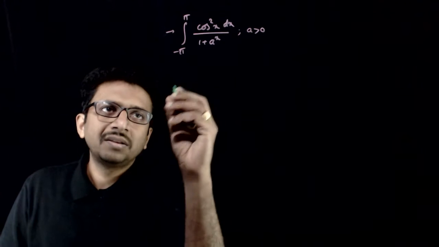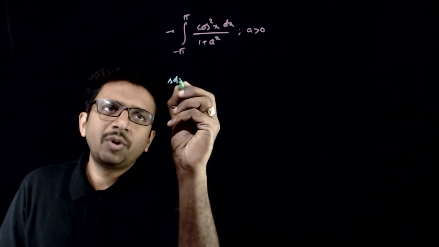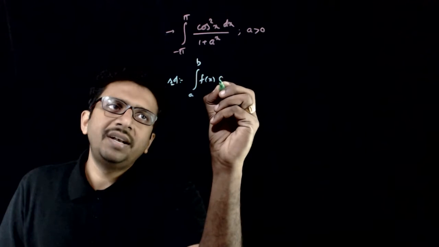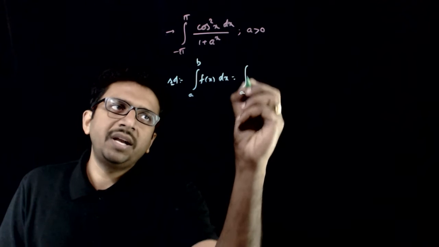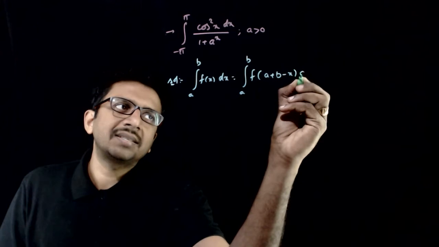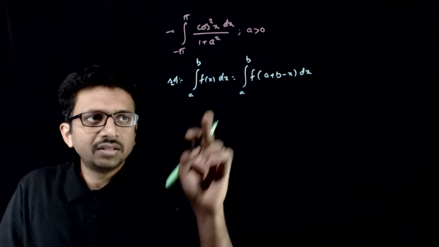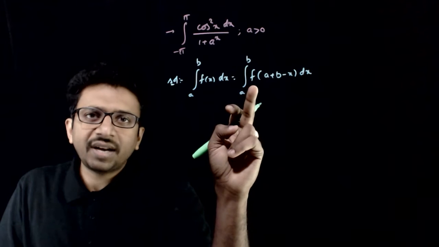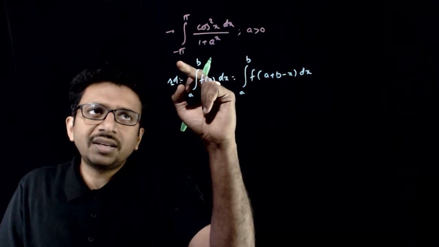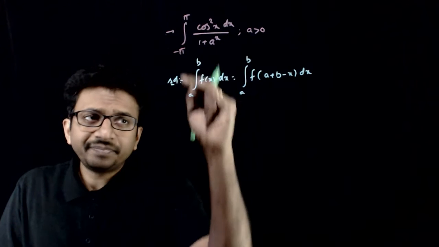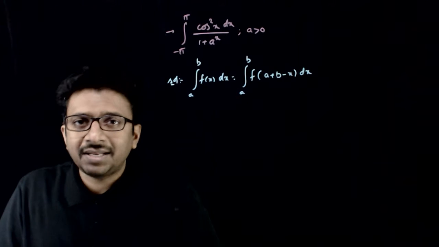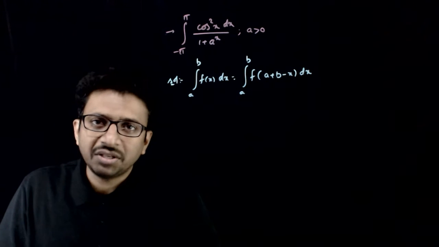function. That is, I'm going to use the property: integration from a to b f of x dx is equal to integration from a to b f of a plus b minus x dx. So if I have f of x, I can as well write f of a plus b minus x. Here you can see that a plus b is 0, so I can replace x with minus x. The integration does not change.